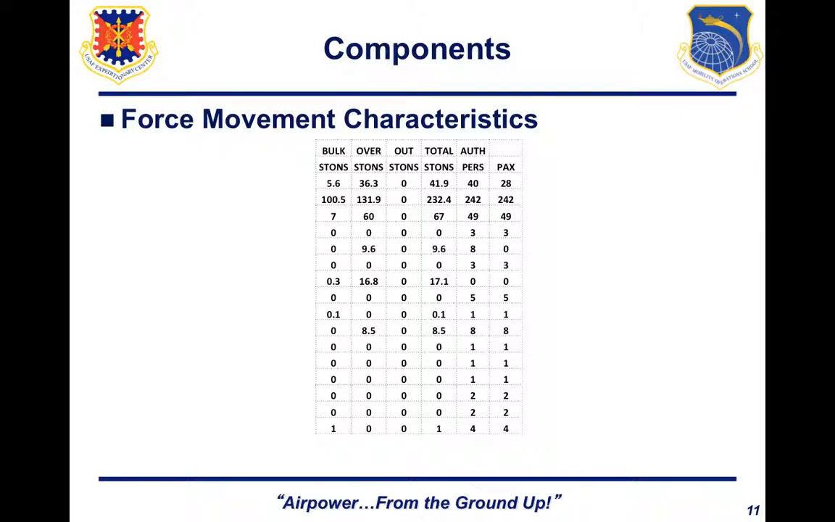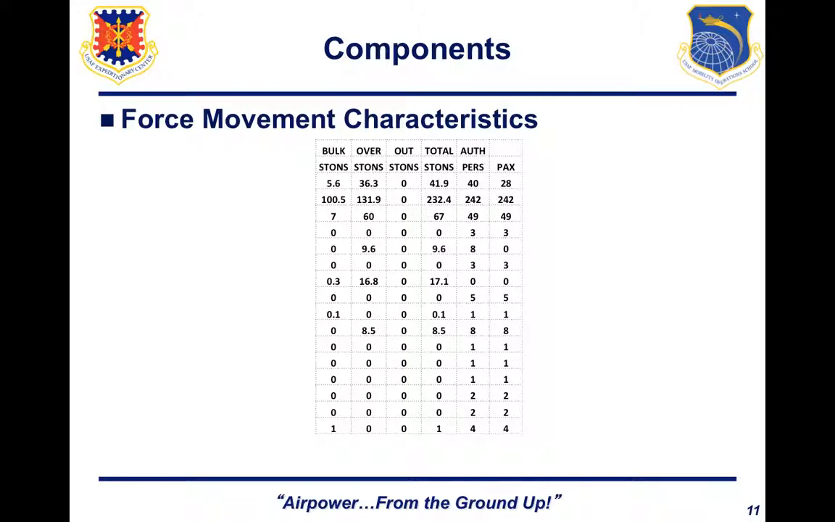Oversized short tons, simply anything that exceeds the dimensions of a 463L pallet in any way, shape, or form. If it's longer, taller, wider than 88 by 108 by 96, it is considered an oversized short ton. Outsized short tons are those pieces of equipment that require a C-5 aircraft or a C-17 aircraft to move. They won't fit on a smaller aircraft like a C-135 or a KC-135, KC-10, or 130. The dimensions are just too big. You total all that up and you get the total number of short tons.